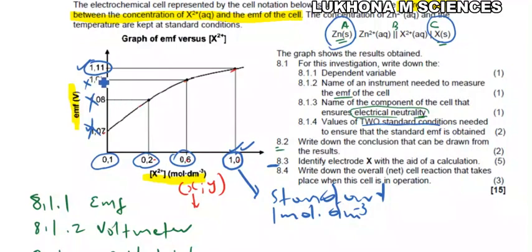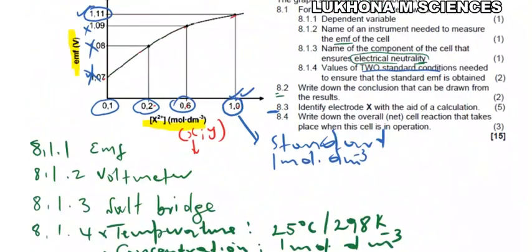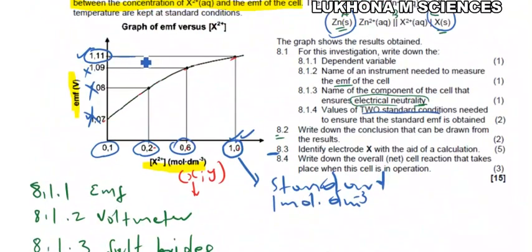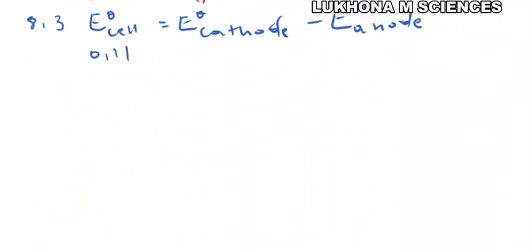Then let's go to the question. So E naught cell supposed to be 0.11. E naught cell, that is the EMF of the cell for standard condition. So it's 1.11, not 0.11. 1.11. Then we are looking for the cathode minus. Then the anode is the zinc. Let's go for the zinc to the table.